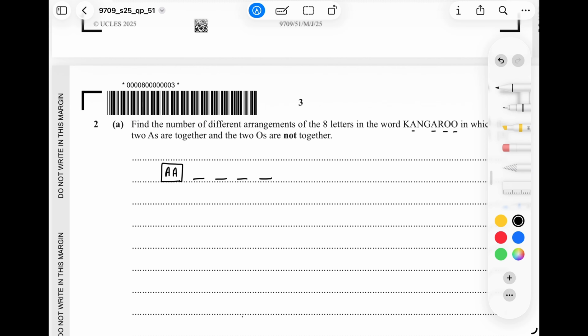Okay, now the O's are not together, so where can we place them? We can place them in between, in these places. So like all these places, we can have an O over here.